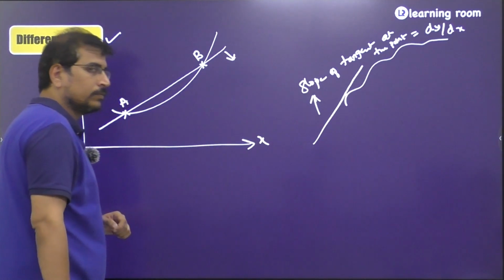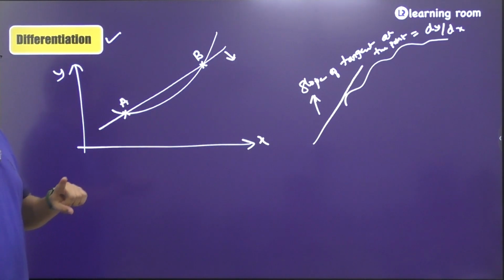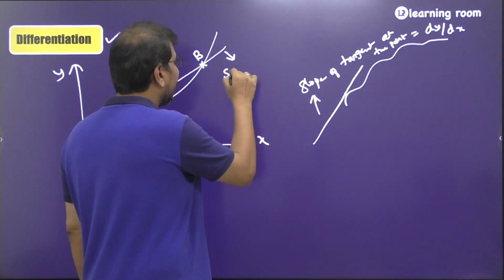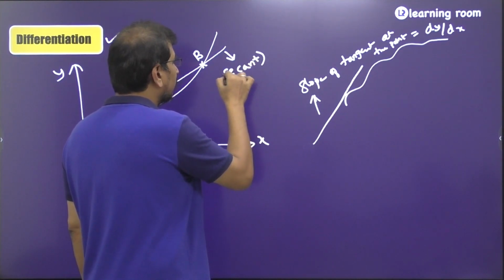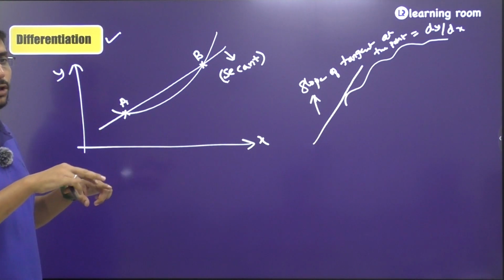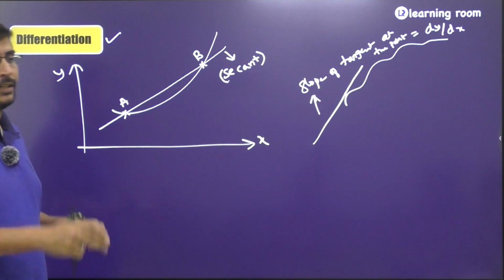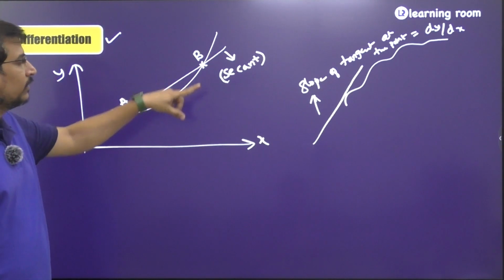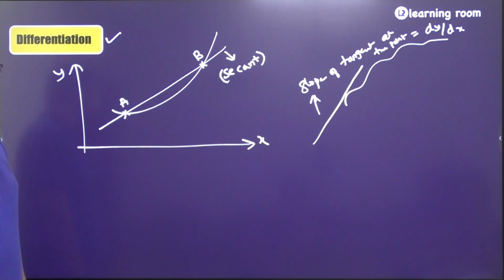Any idea? What is the name of a line which cuts the curve at more than one point? It's called a secant. So when will a secant become a chord? When it becomes a line segment. You're able to understand? So a line which cuts the curve at more than one point is called a secant.